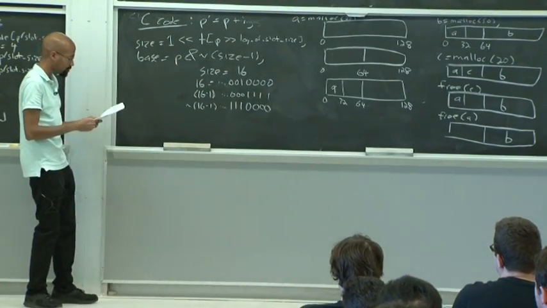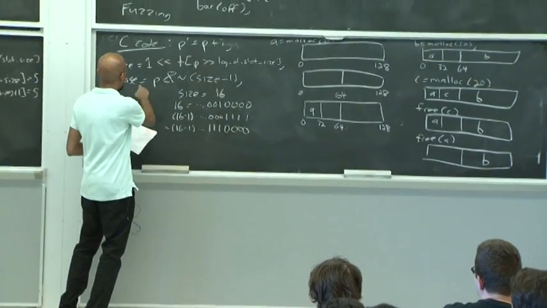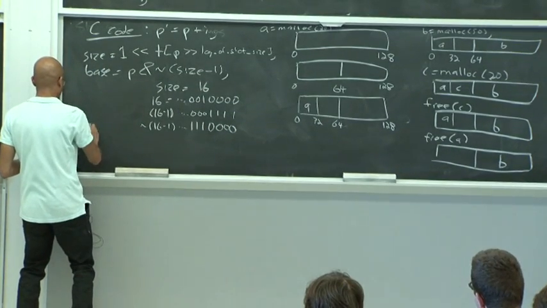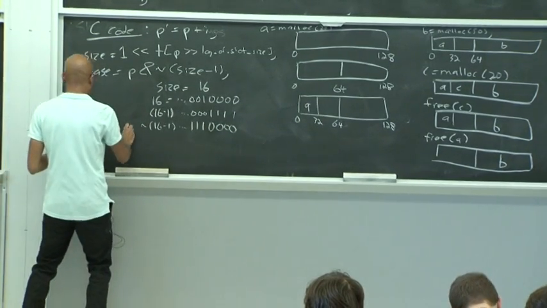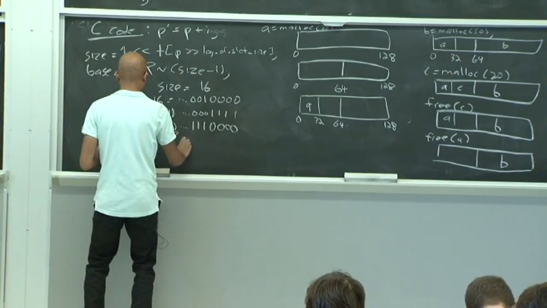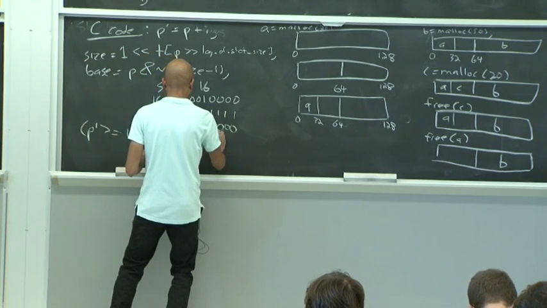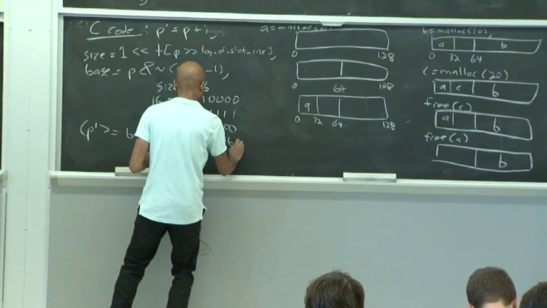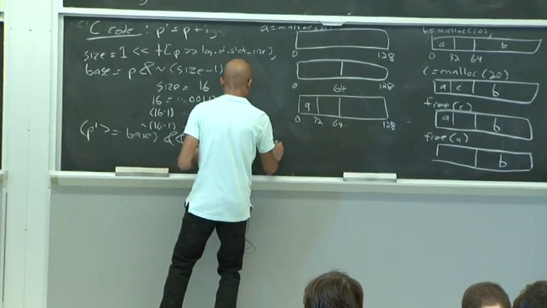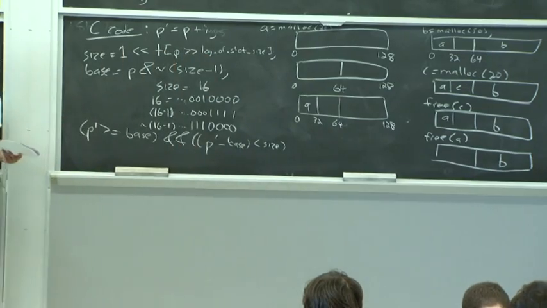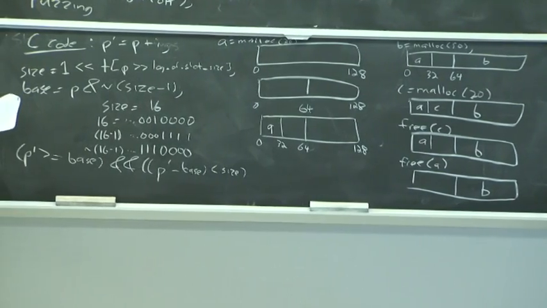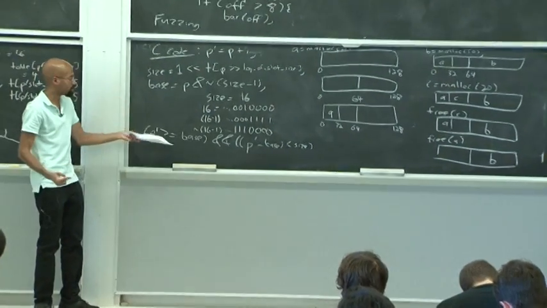Okay? And so once we've got this, it's very simple to check whether this pointer is in bounds. We can just check whether p prime is greater than or equal to the base, and whether p prime minus the base is less than size. This is just a straightforward thing you do, seeing whether that derived pointer exists within the bounds of the recovered allocation. So at this point, things are pretty straightforward.